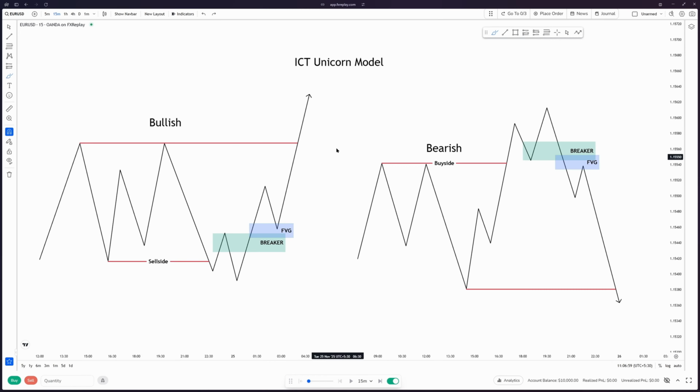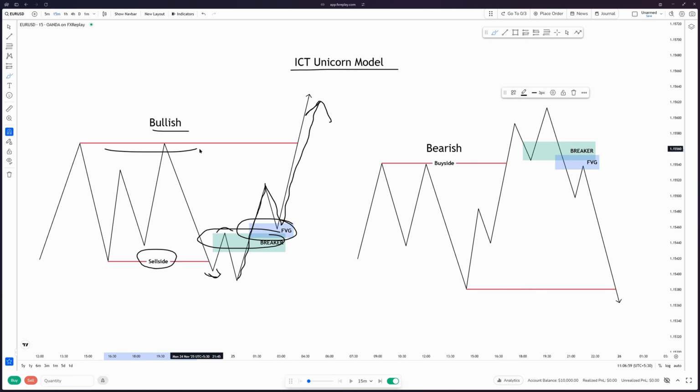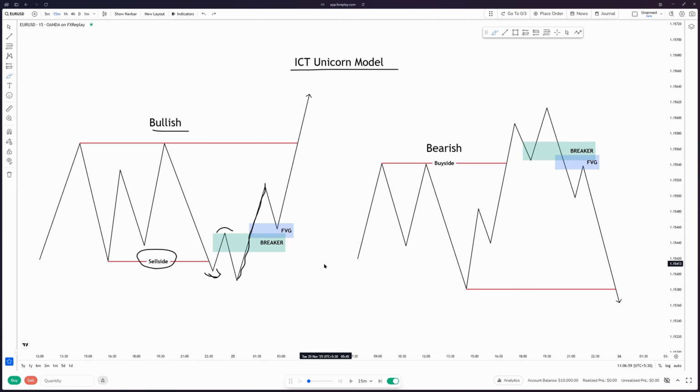Coming to the charts, first let's look at an example of the unicorn model. First, we'll look at the bullish scenario. Suppose we have a sell-side liquidity sweep. We have a low here, and after the sweep we form a high. Then the market displaces above that high, which creates a bullish breaker block. After that, we have a fair value gap. The market usually retraces back to either the breaker block or the fair value gap and then continues toward the buy-side liquidity.